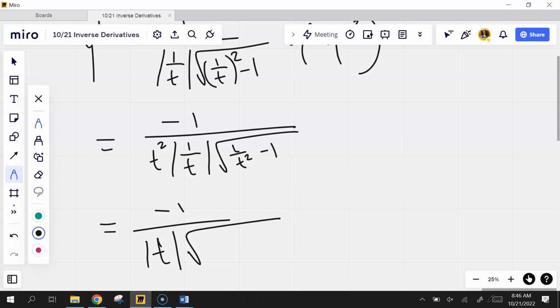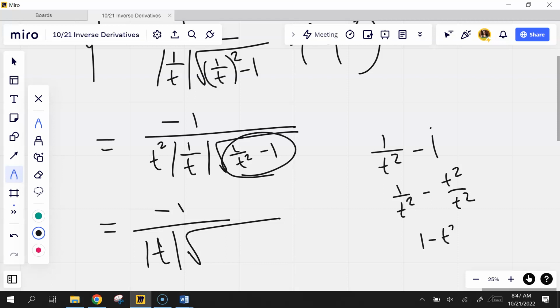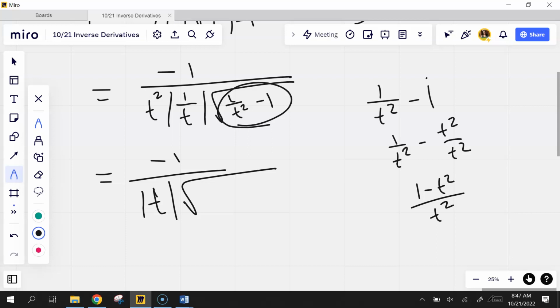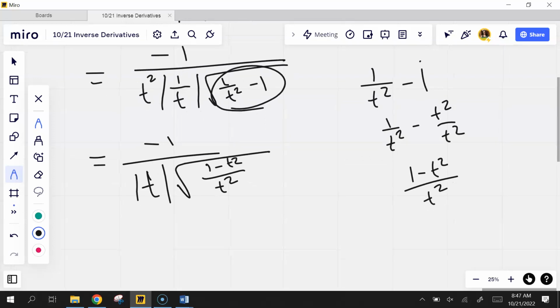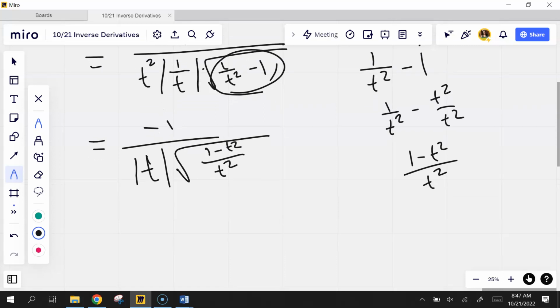This does not look at all like what they have. Let me finish working it. I'm going to put this in one fraction: 1 over t squared minus 1. So I'm going to make this 1 over t squared minus t squared over t squared. So 1 minus t squared over t squared. Y'all okay there? Why did I do that? I wanted to combine them because there's a fraction and a fraction. I want to try not to leave a fraction within the fraction if I can help it.